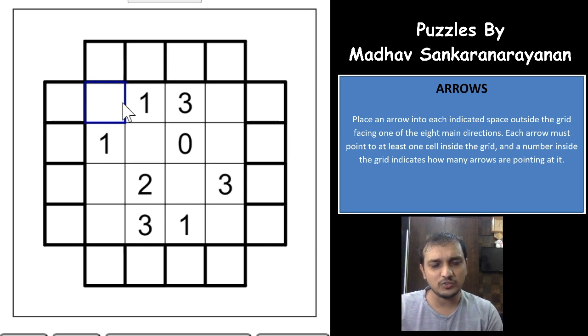And now coming on to this puzzle, we have to place arrows, right? Not in the grid, actually outside the grid. As you can see, there are exactly 16 cells where you have to place the arrows, and all the arrows will have to point inside the grid, right? So you cannot have an arrow placed here this way, which is not pointing inside the grid.